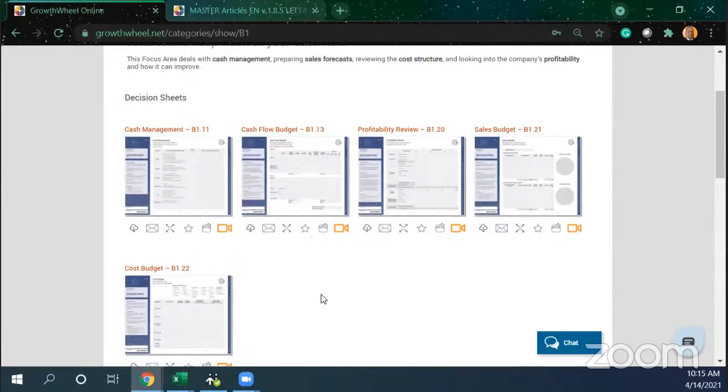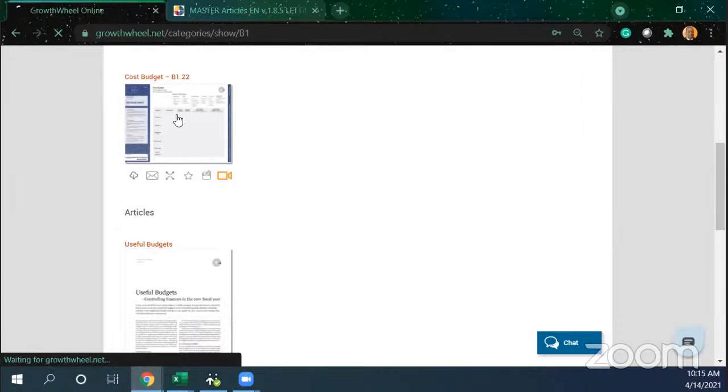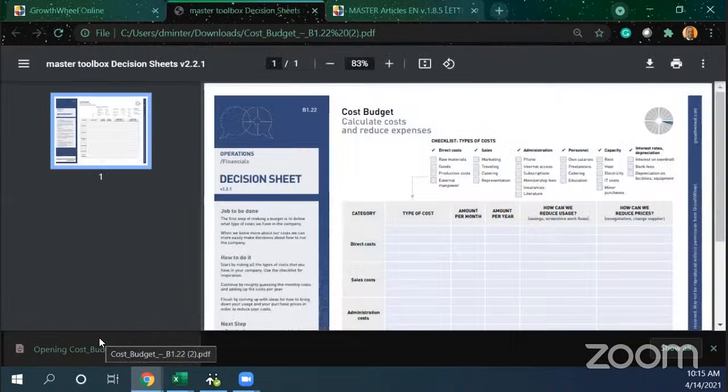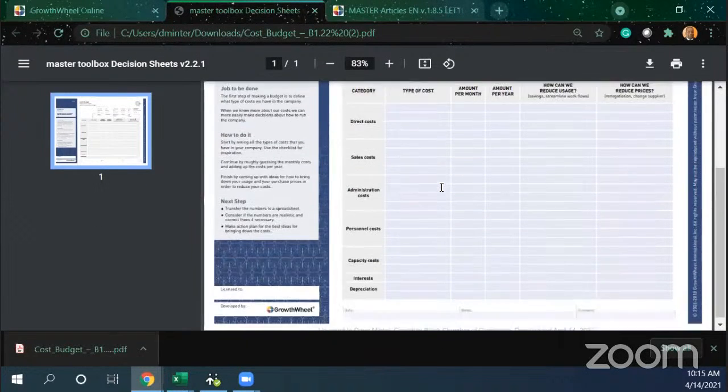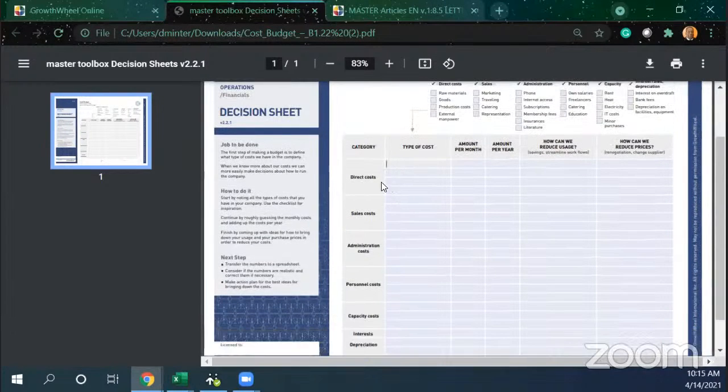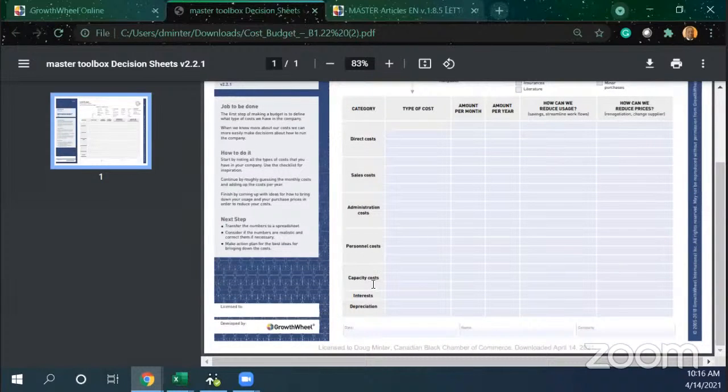And then I want to go to the other sheet, which is this cost budget sheet. This is the sheet that you should really spend a lot of time with. Again, if you read the article, it relates directly to this sheet, and you can fill in what your direct costs are. What are your sales costs? What are your administrative costs? What are your personnel costs? What are your capacity costs? Do you have any interest or depreciation? Most of you should not have that unless you have loans. And what you want to do is write in the type of cost that it is. So, if it's a direct cost, it could be postage.